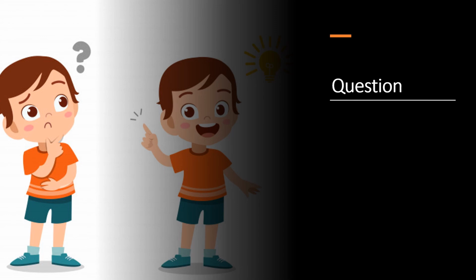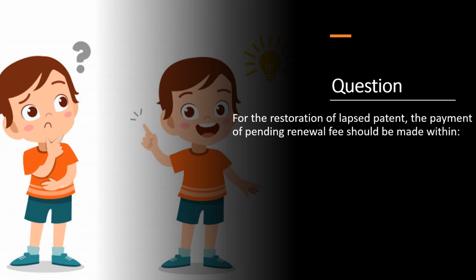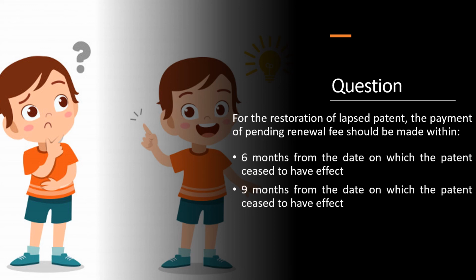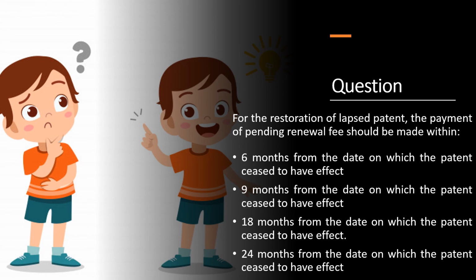Now it's time for the question, and question for the day is: for the restoration of lapsed patent, the payment of pending renewal fee should be made within 6 months or 9 months or 18 months or 24 months from the date on which the patent ceased to have effect.